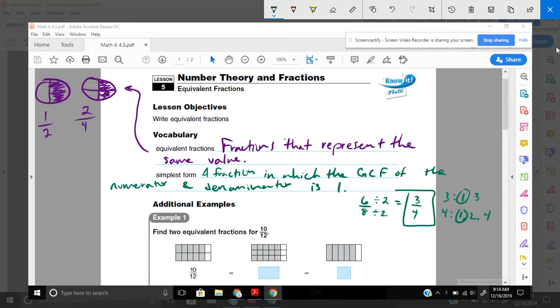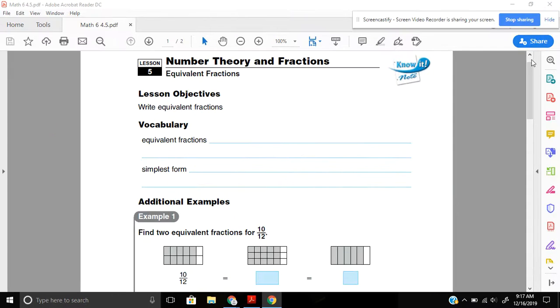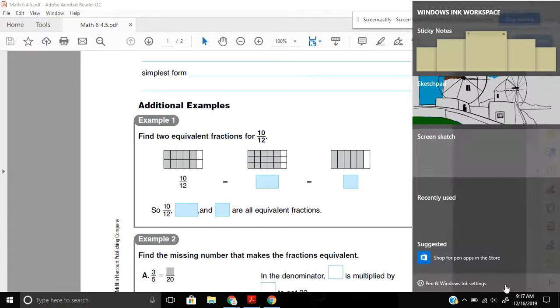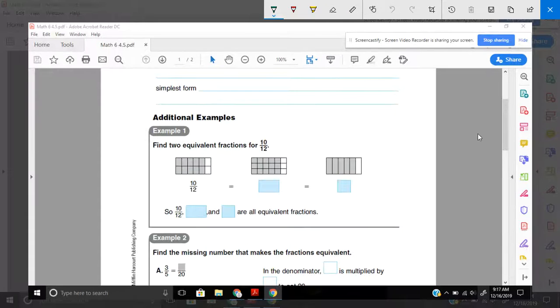Okay, let's take a look at our first example. Looks like we're going to be using some blocks here or some models to represent equivalent fractions. It says find two equivalent fractions for 10/12. So you'll see here there's a total of 1, 2, 3, 4, 5, 6, 7, 8, 9, 10, 11, 12 boxes. That's where they get the denominator 12. And 10 of them are shaded: 2, 4, 6, 8, 10.